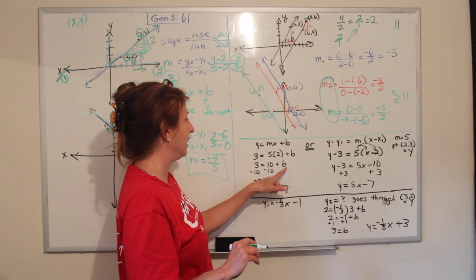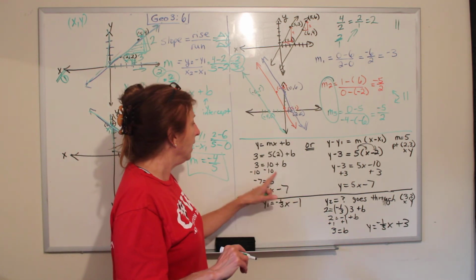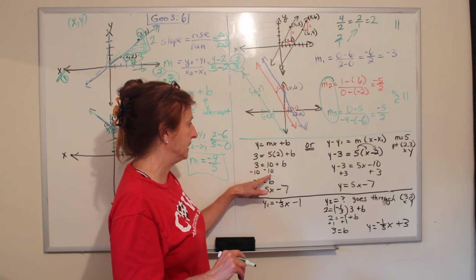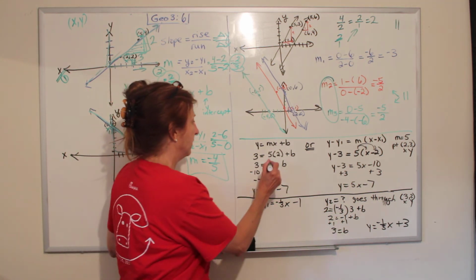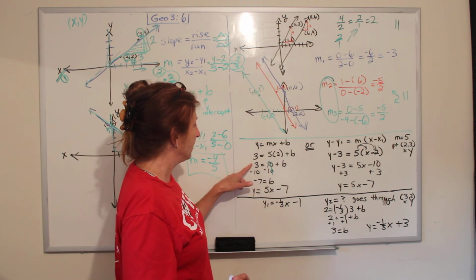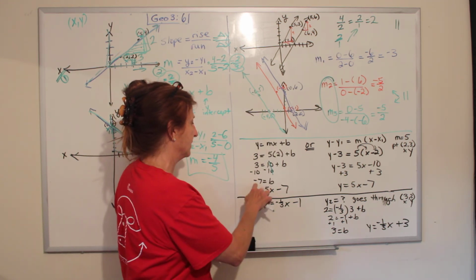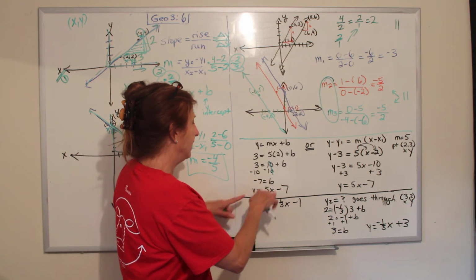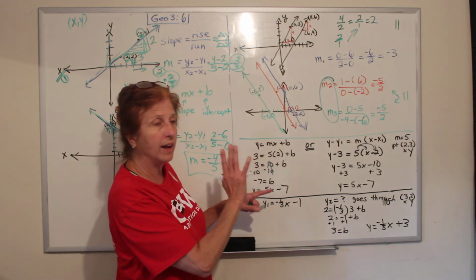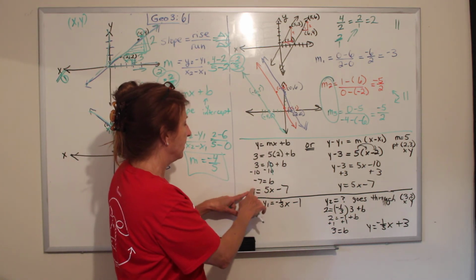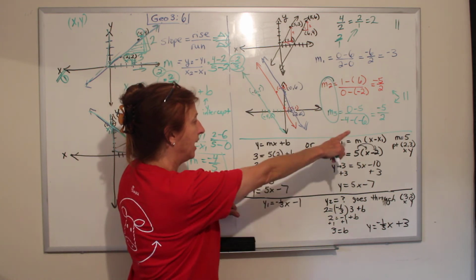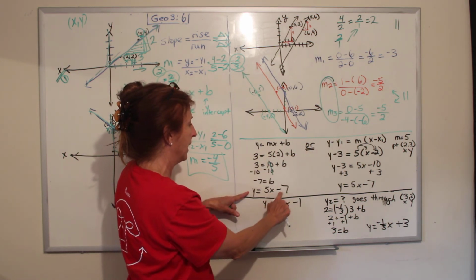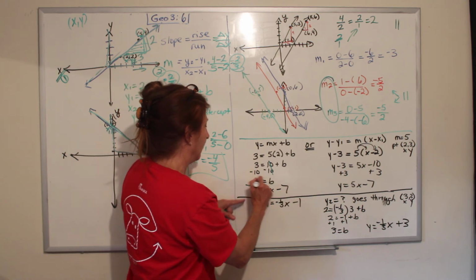All right, and so now, why is b not alone? It's because it's being added to a 10. The opposite is -10. What you do to one side, you do to the other. Those cancel out. 3 minus 10 is -7. So the y-intercept is -7. Then you put it into your formula. y equals 5, which is our slope, x minus 7. And this is the formula.